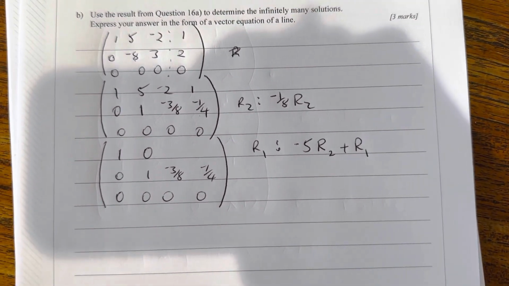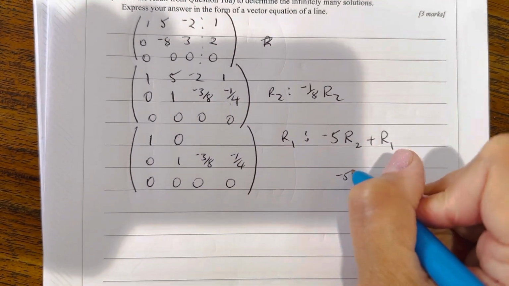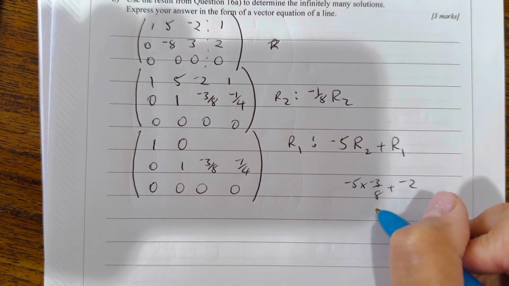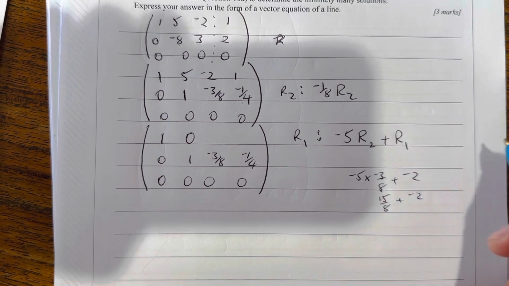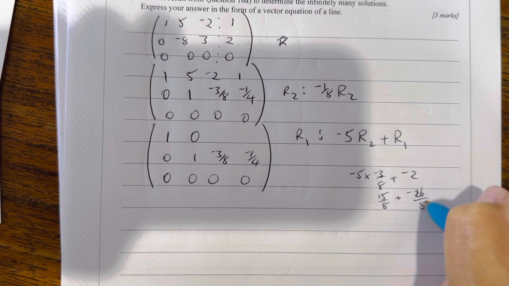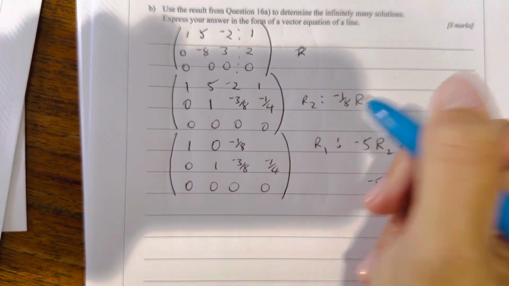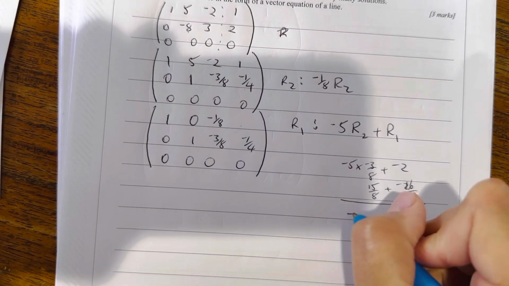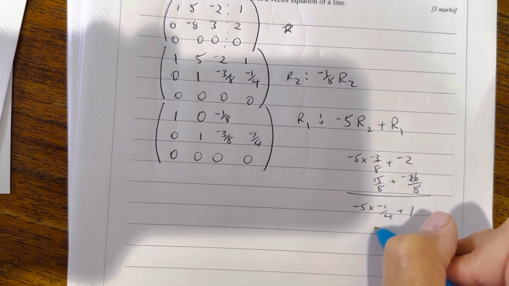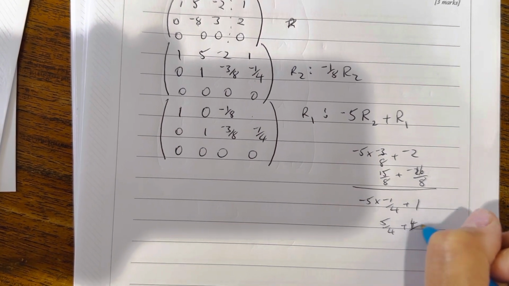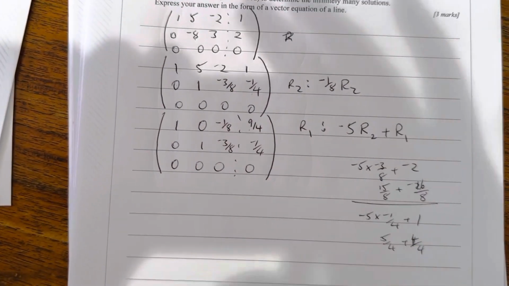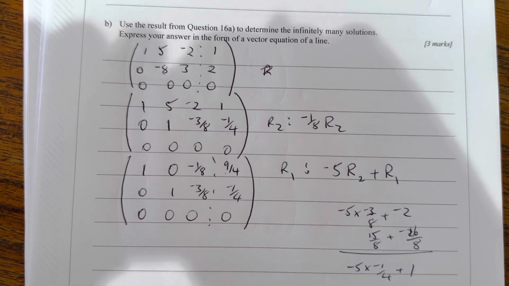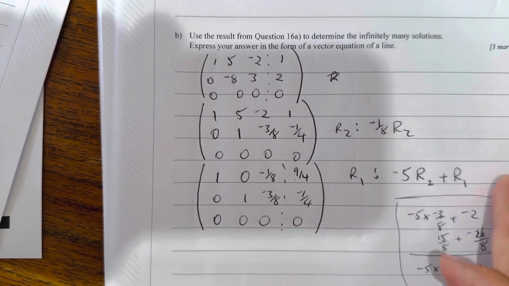Oh, this is a little bit of a trickier one though, isn't it? To do this one, we're going to have to go -5 times -3/8 plus -2. That's a lot of negatives, isn't it? So that's going to give me 15 on 8 plus -2. Well, -2 is going to be -16 on 8, so that's going to be -1/8 in there. Just working out the last one here. -5 times -1/4 plus 1. That's 5 on 4 plus 1, and that's 4 on 4, so 9 on 4. So a little bit of fraction work there. But if you write out your fractions, that'll make sure you're correct. So we'll just leave that there.